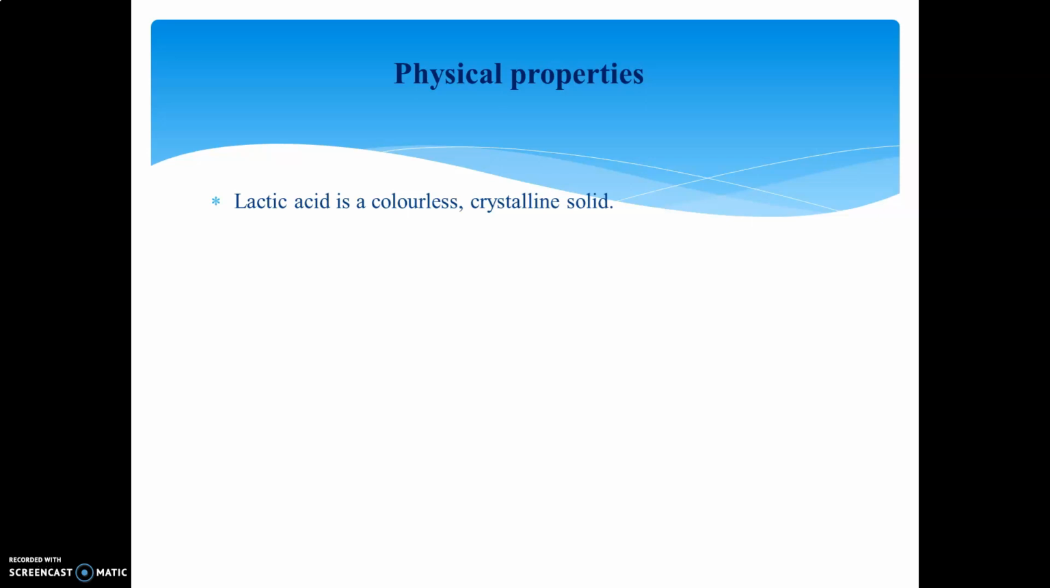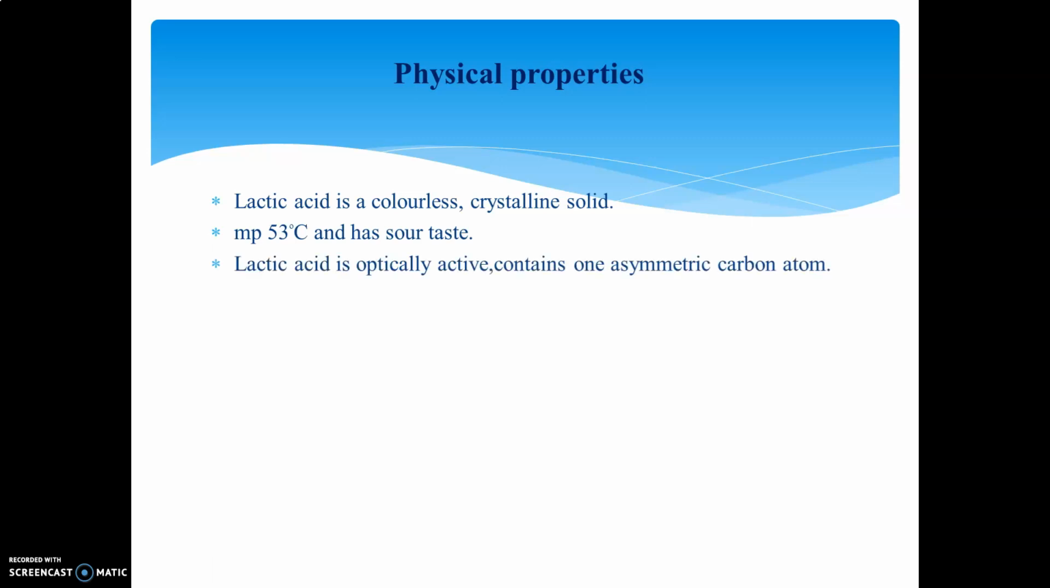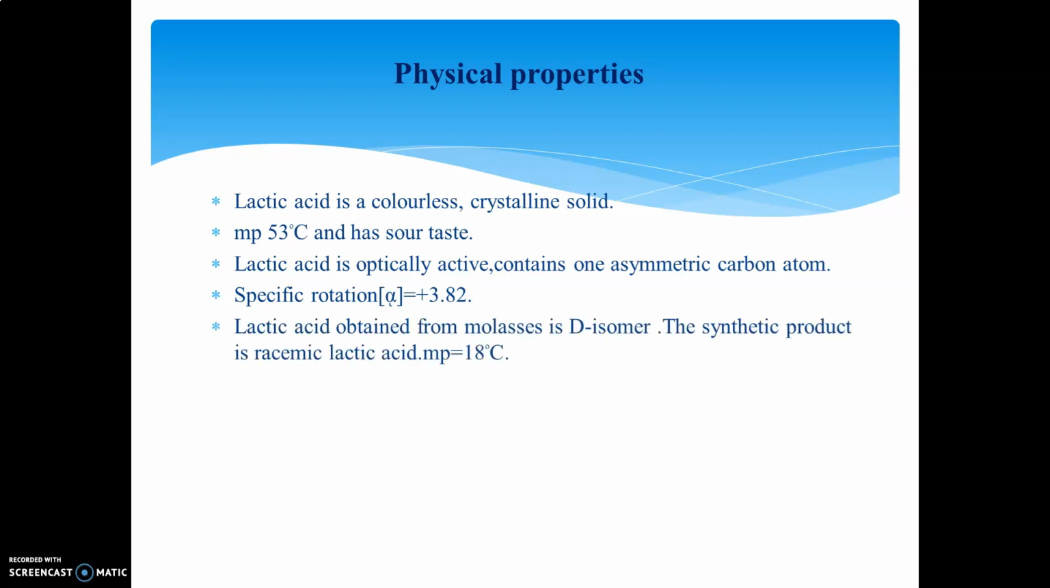Physical properties are: it is a colorless crystalline solid, melting point 53 degrees centigrade, and has a sour taste. It is optically active because it contains one asymmetric carbon atom. Specific rotation is plus 3.82. Lactic acid obtained from molasses is the D-isomer. The synthetic product is racemic lactic acid, whose melting point is 18 degrees centigrade. It is soluble in water, alcohol, and ether.